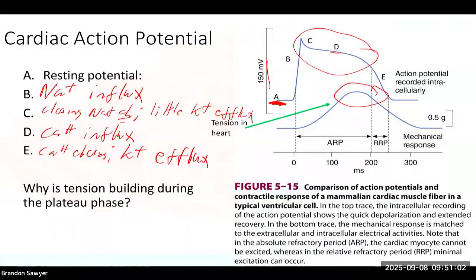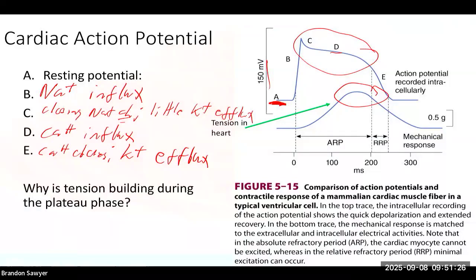Okay. So any thoughts on that? Any thoughts on what's going on? Why is tension building there? Anybody? What did you guys come up with? Yeah, go ahead. Yeah, so we're giving it a chance to fill up a bit for sure.